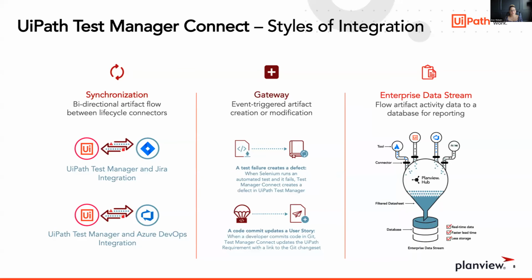And the first is called gateway. Think of this as a one-way push of information. So while we have those 60 connectors, as you can see, there's probably something on the list that's missing, meaning that you have another tool that your team is doing, maybe in the CI/CD pipeline type tools, and you want to still be able to take that information and send it into Test Manager.